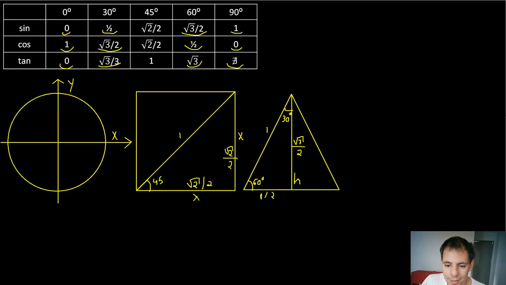Now, what is the sine of 45 degrees? The sine is going to be the opposite side divided by the hypotenuse. And that's square root of 2 divided by 2 divided by 1. And that's what you have here. What is the cosine of 45? The cosine of 45 will be the adjacent side, which is square root of 2 divided by 2 divided by the hypotenuse. And that's what you have here. And the tangent is going to be square root of 2 divided by 2 divided by square root of 2 divided by 2, which is what? 1. And there you go. You have this entire table covered.